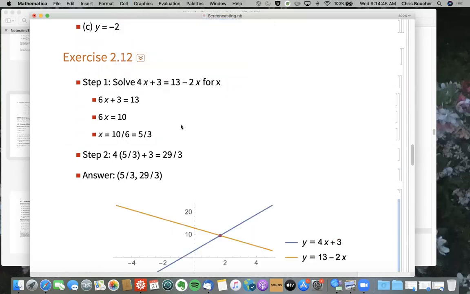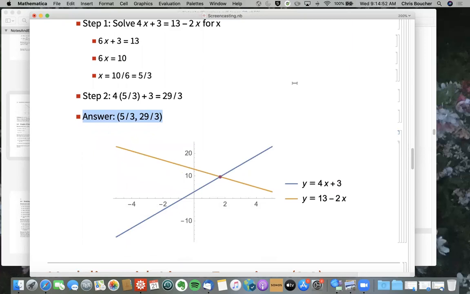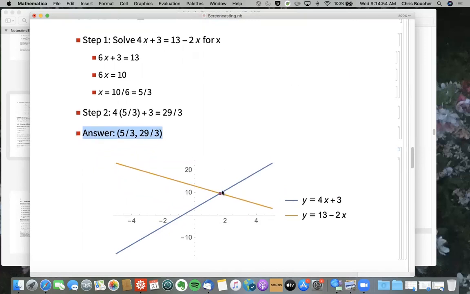And again, I think I have a picture down here so we can get a look at this. The graph isn't necessary. Once you reach this point, you solve the problem. This is just sort of a little extra information, right? So here are my two lines, and there's the point where they meet, 5/3 comma 29/3.